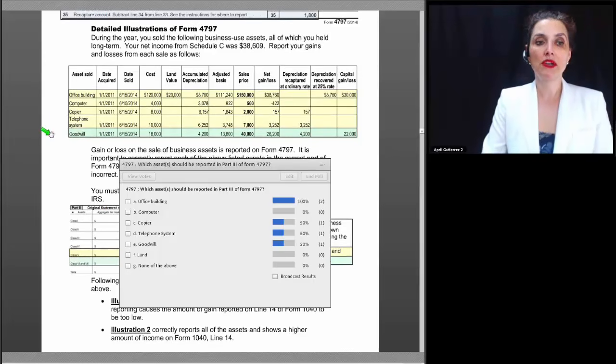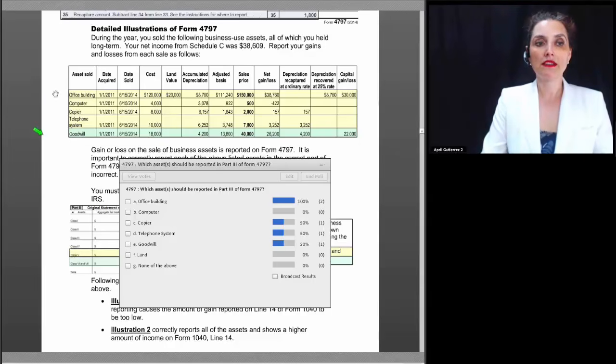And then we have goodwill. We paid $18,000 for the business when we started it, and we've sold it for $40,000. Definitely a big profit on the sale, but we also have amortization that was previously claimed, and so the combination of selling for a profit and having prior amortization tells me it belongs in Part 3.